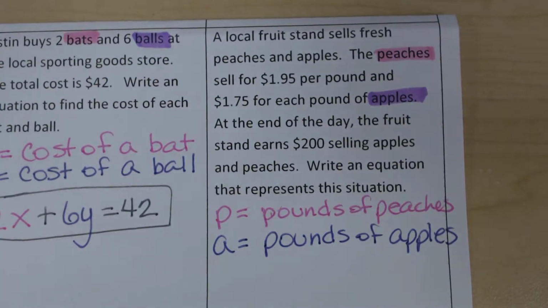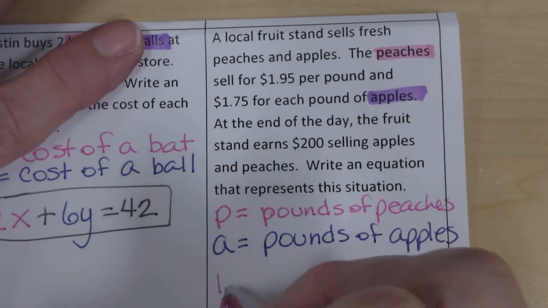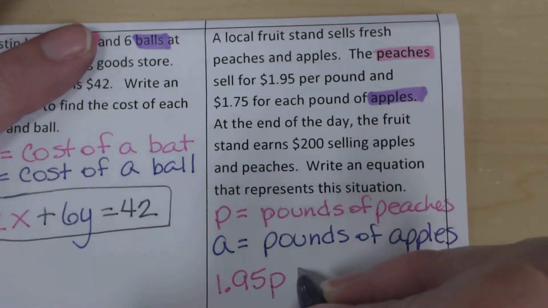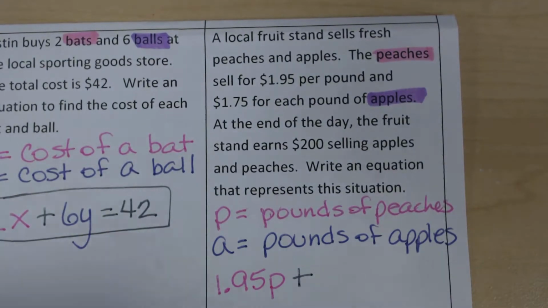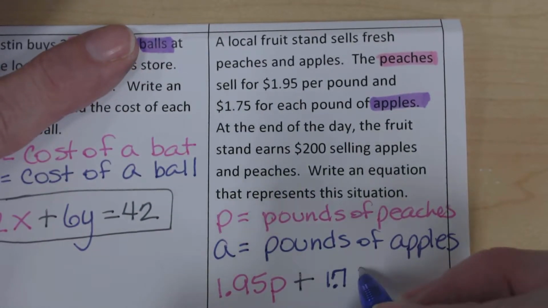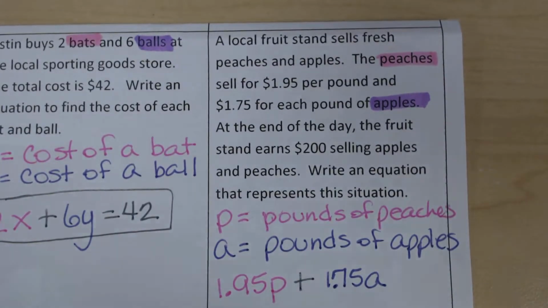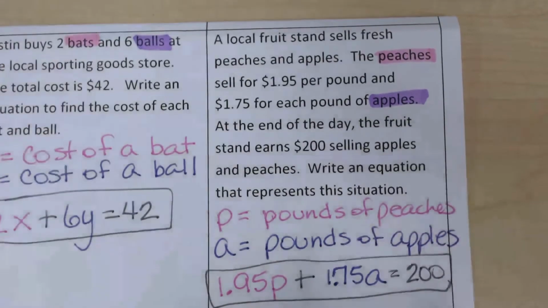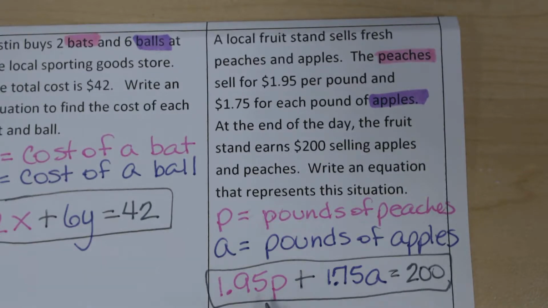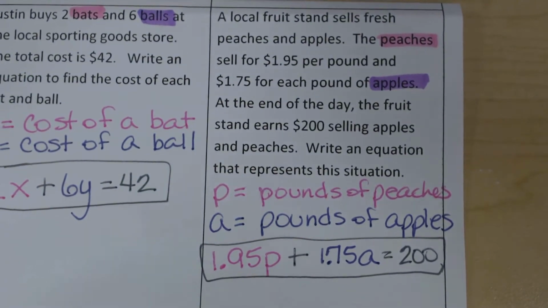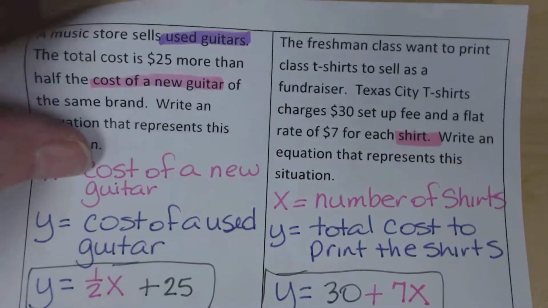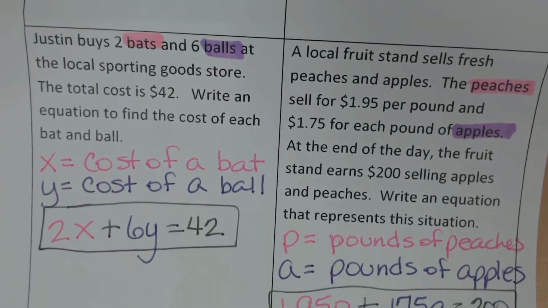So I know that my peaches cost $1.95 per pound. So the cost for peaches is $1.95 for each pound of peaches. For my apples, I'm going to have $1.75 for each pound of apples. And all together, that is going to equal $200. So once I know the number of pounds of apples I sold and the number of pounds of peaches, multiply them by the appropriate dollar amount, add that together, and then you will get $200. So here we have 4 examples of writing an equation in 2 variables from a word problem.